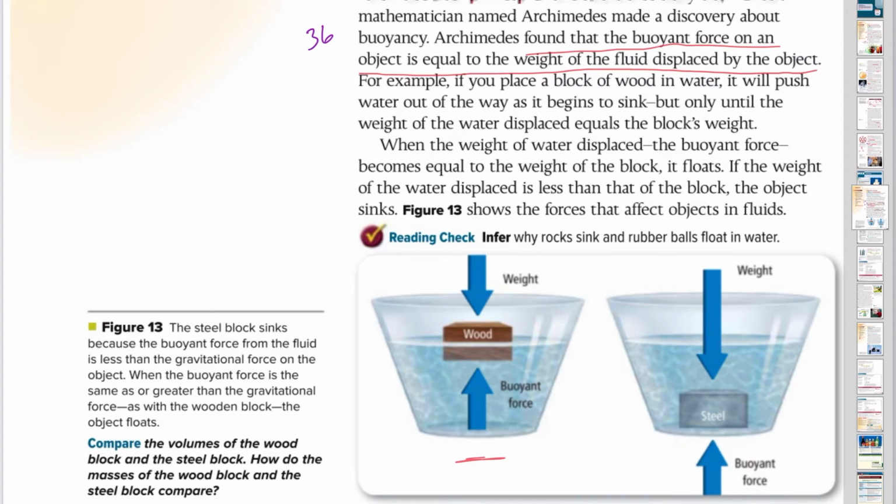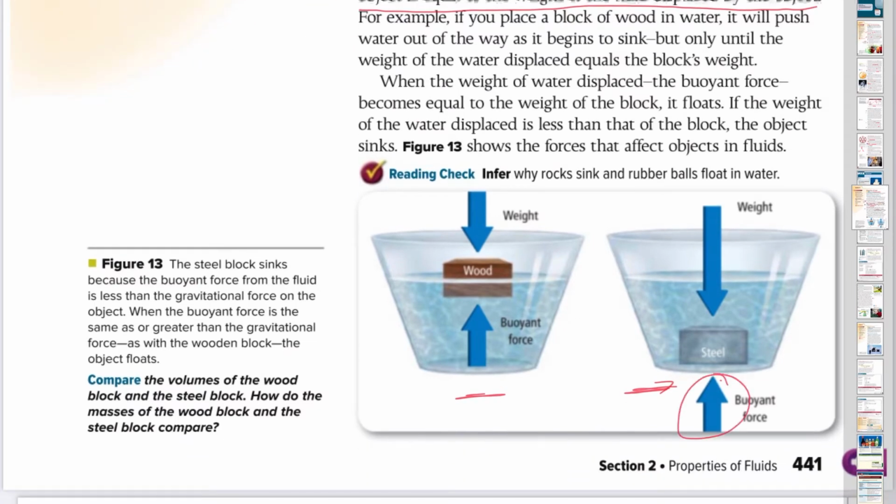So in the case of the block of wood, the amount of water displaced equals the weight of the block, so it floats. In the case of our block of steel over here, the weight of the water displaced does not equal the weight of the steel. So we have this smaller arrow here. Our buoyant force is smaller than the weight of the block. For the case of the wood over here, the buoyant force is equal to the weight of the block, so it floats.